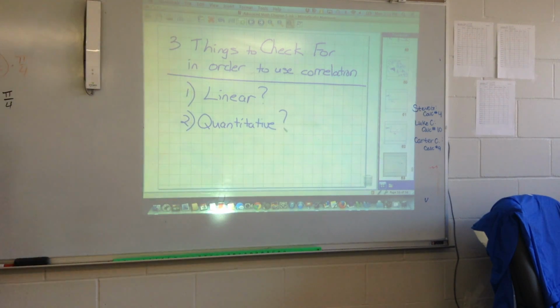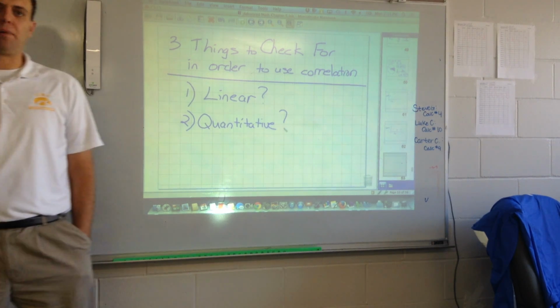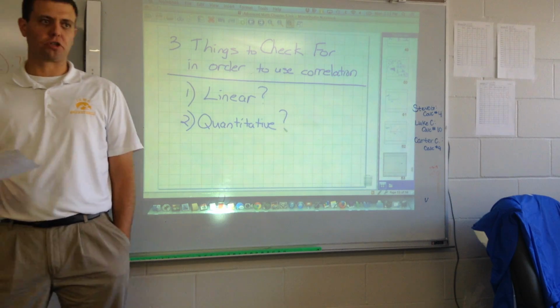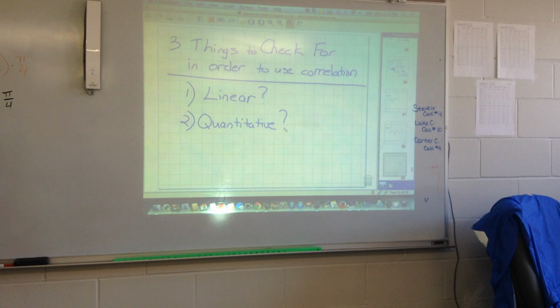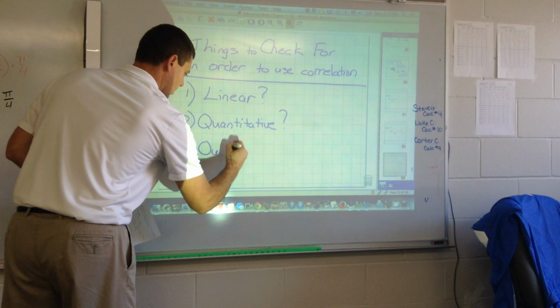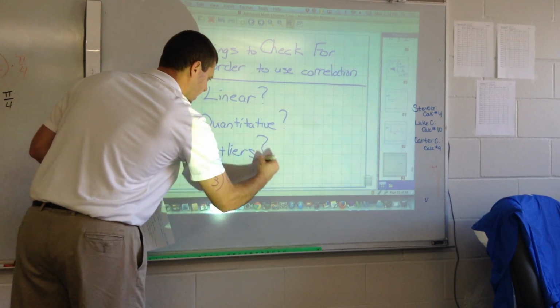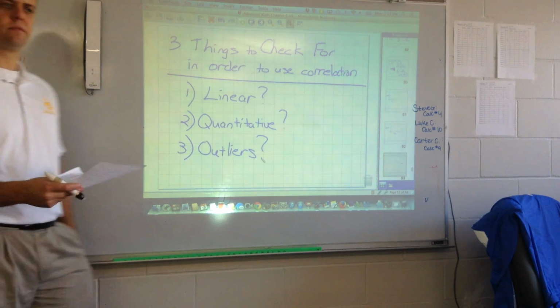Make sure it's quantitative, not categorical. I mean, could you make a scatter plot using categories? Sure could, but you wouldn't want to find an R value for that. That wouldn't make any sense. And the third thing, again, outliers. Are there any, and why are they there?